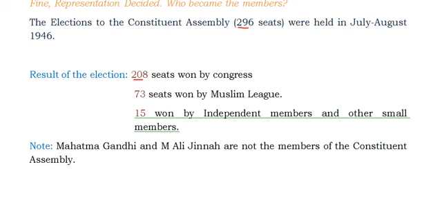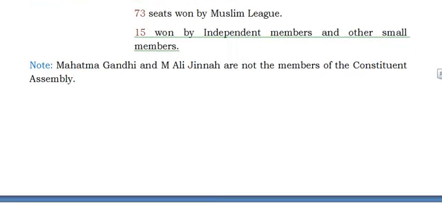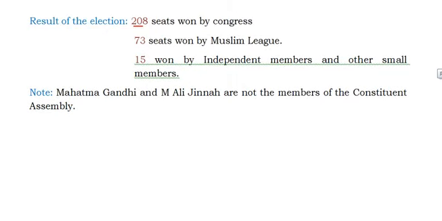Okay, now the Constituent Assembly was formed. Then what happened next? If you want to see what happened next and how the Constitution was formed, please go through the next video. We'll be discussing those things in the next class.